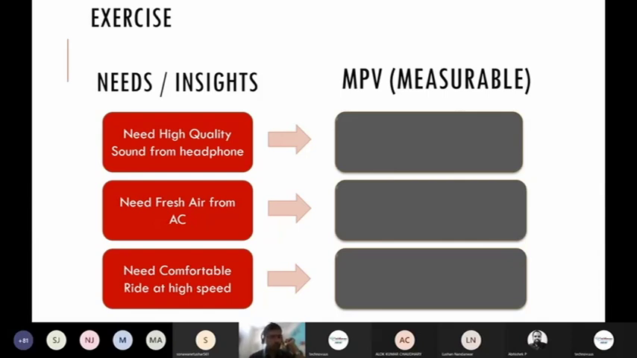Anyway, okay, what about need fresh air from AC, your air conditioner? What will you measure? Need to clean the AC filter frequently. See, somebody says need to clean; you are talking about needs. We are now moving into the world of measurable parameters. So please talk about something which you can measure. And we are talking about need fresh air. How will you measure fresh air? Fresh air from your car AC or any other AC.